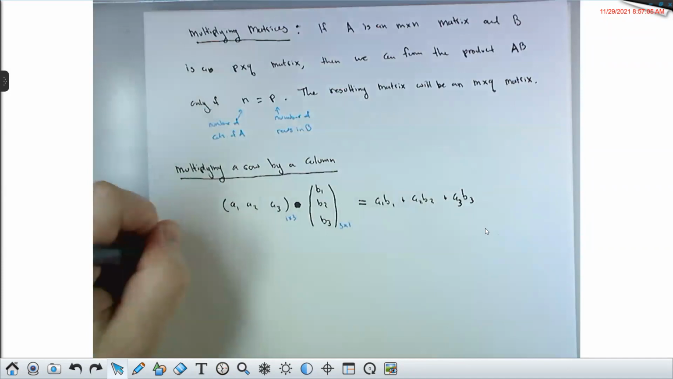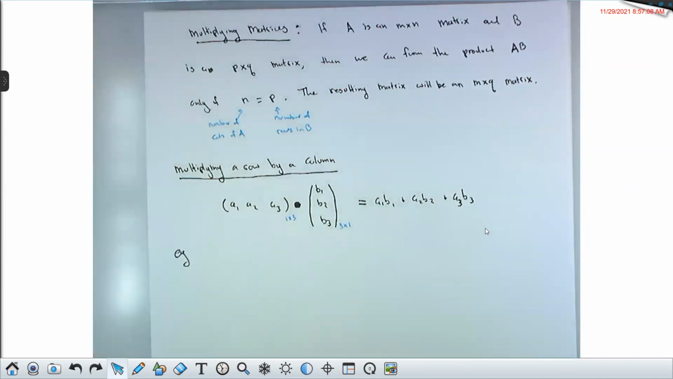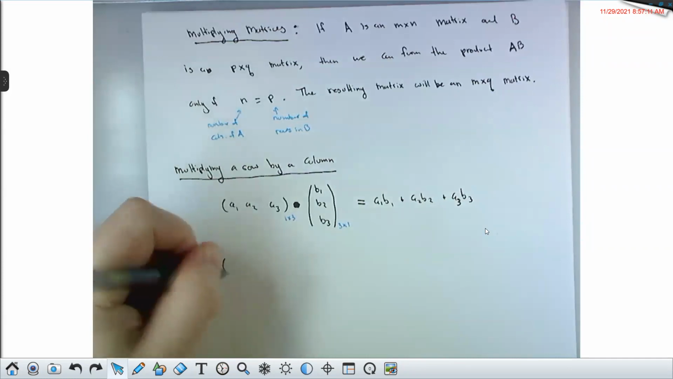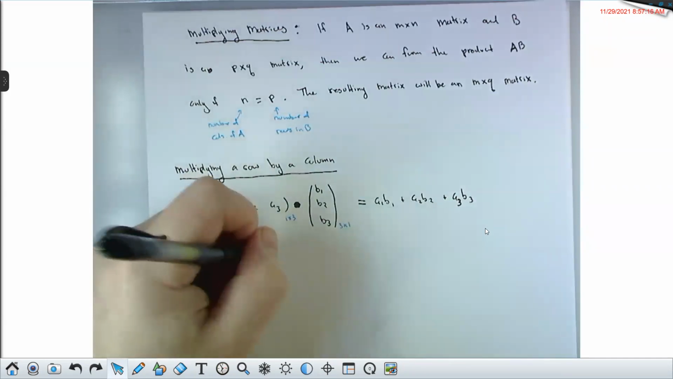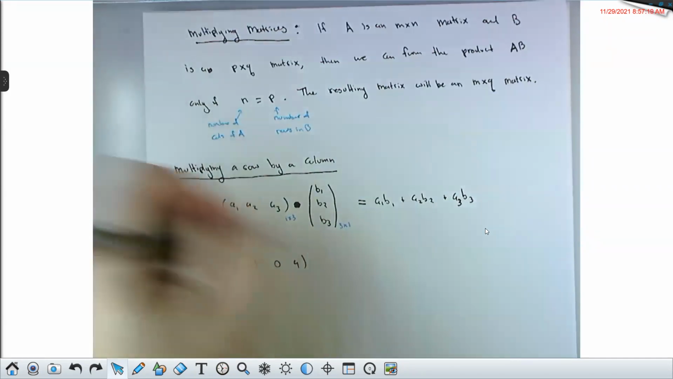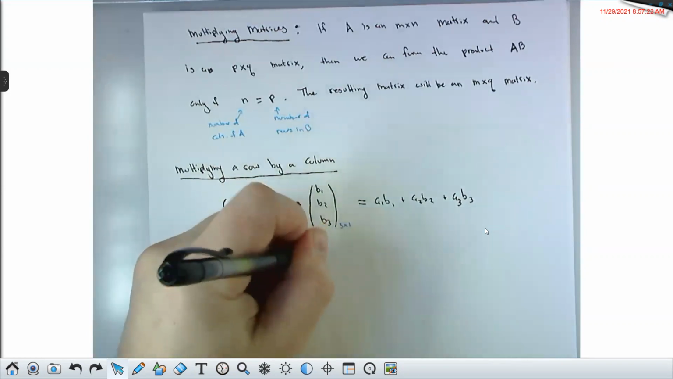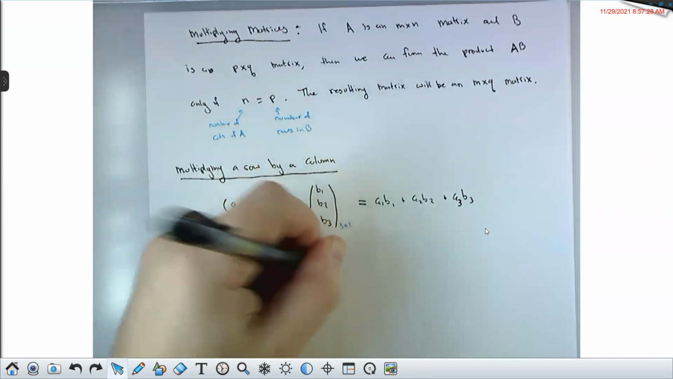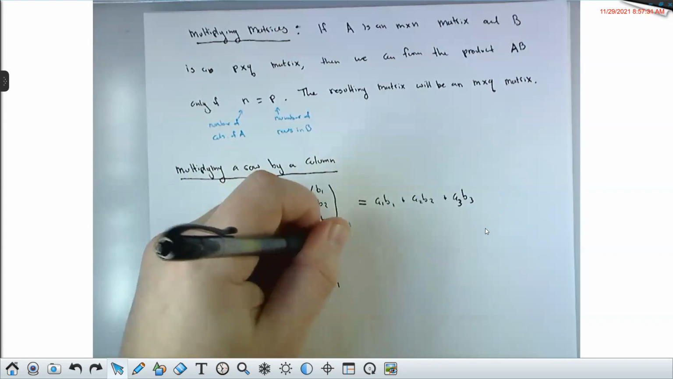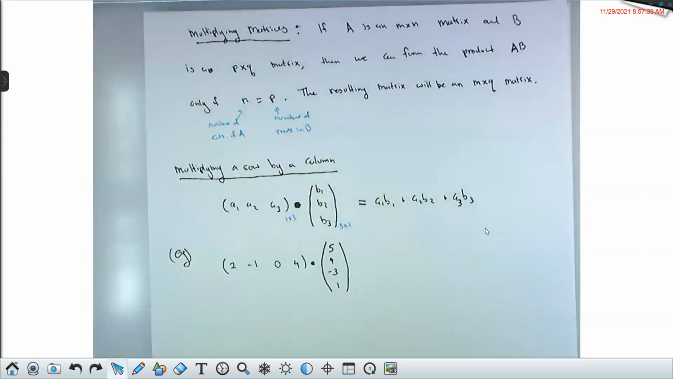So for example, if I want to multiply the row 2, -1, 0, 4 by the column 5, 4, -3, 1, I can do that because the number of columns here is 4 and the number of rows here is 4. This is a 1×4 and this is a 4×1.